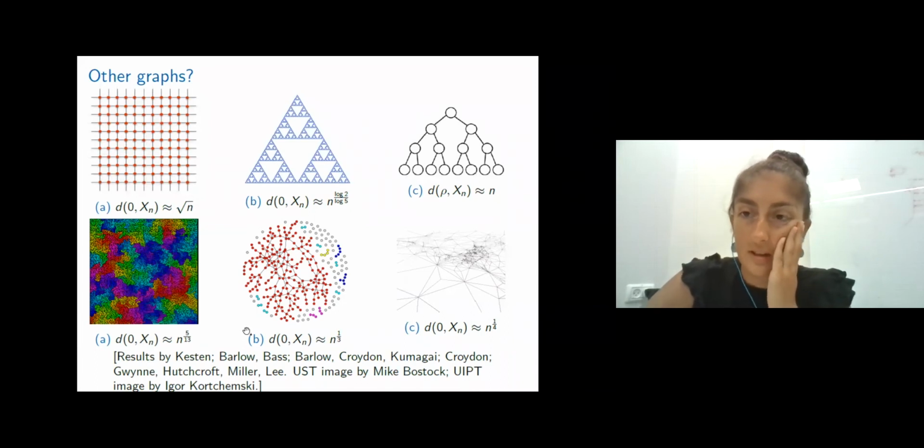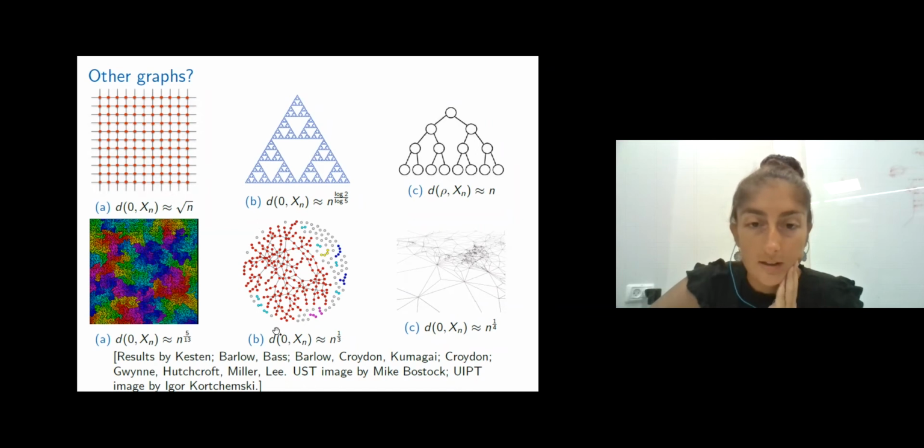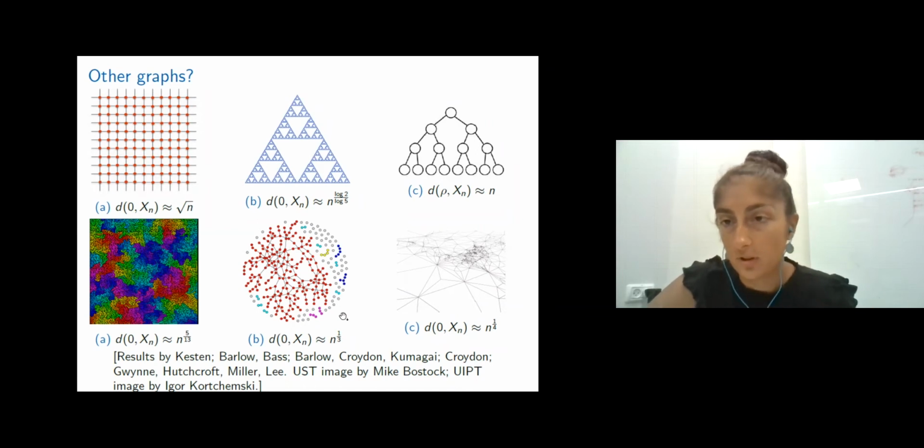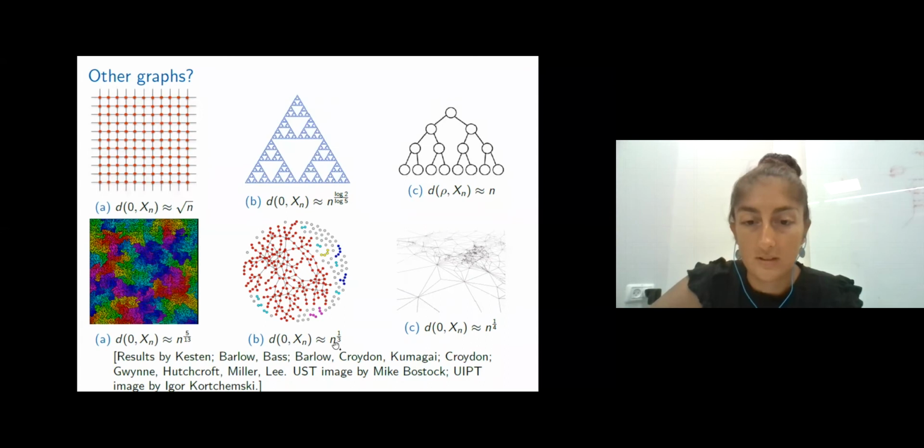As well as spanning trees, you can also ask, for example, about critical Erdős–Rényi graphs. And it's known that a random walk on a critical Erdős–Rényi graph will move a distance n to the third in time n, roughly.